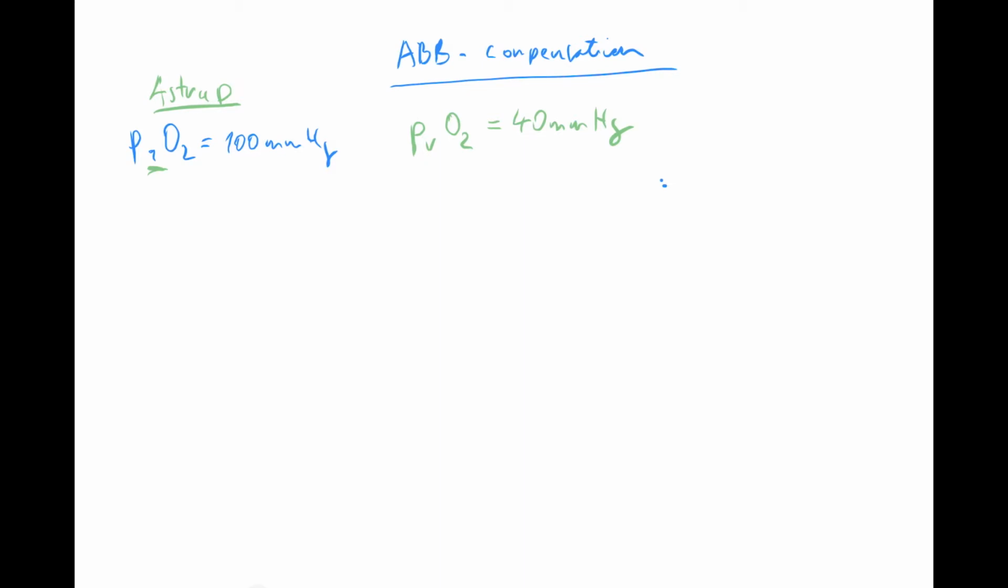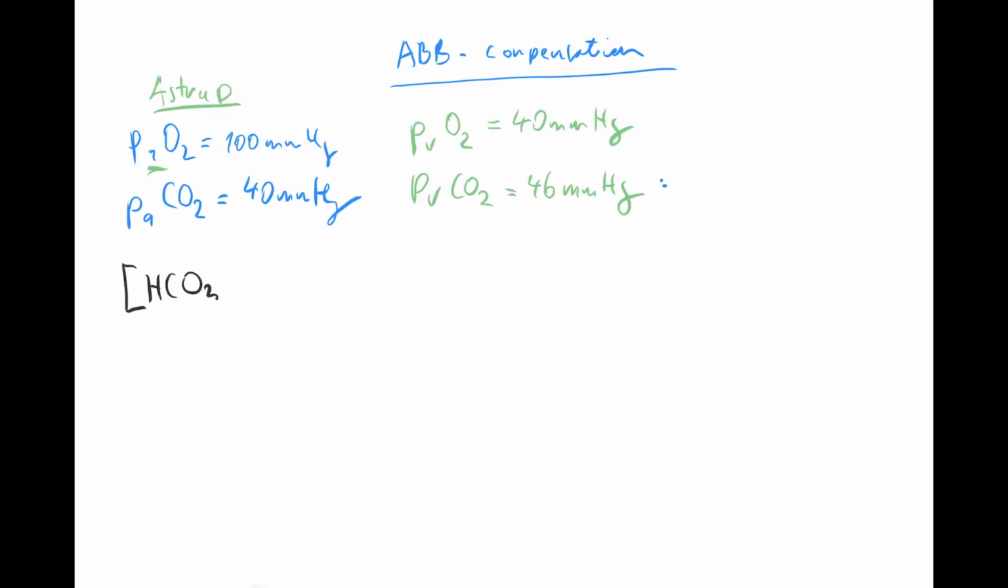For CO2 in arteries, how much is it? It's 40. And for veins it goes up, of course, because the blood goes through the tissue and gets rid of CO2. It's higher, 46 millimeters of mercury. These numbers you should know really well. Then another number you should really remember is bicarb in the arterial blood, and that is 24 millimoles per liter.